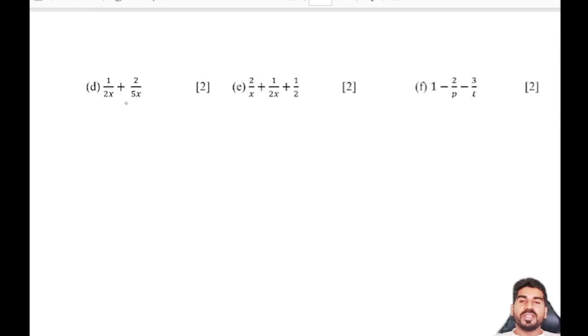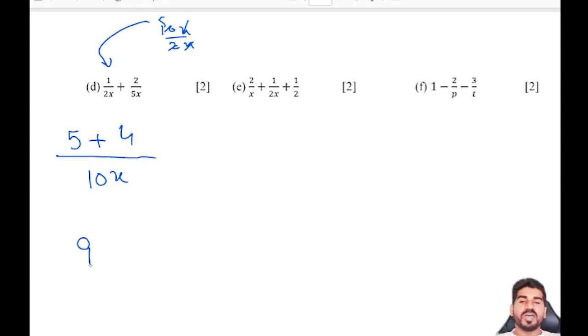Okay, next is part D here. You can see here there are 2x and 5x in the denominators. We can apply the LCM method as well. Here, for 2x and 5x, the LCM will be 10x. Then what is the process? We need to divide 10x by the first denominator. When we divide 10x by 2x, what will happen? There will be 5 here. So we need to multiply 5 with the first numerator, so there will be 5 over 5. Then 10x divided by 5x will be 2, and 2 times 2 is 4. So we can write it as 9 over 10x. This will be the answer for part D.